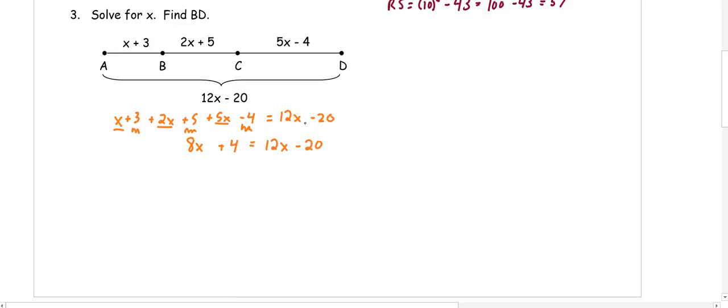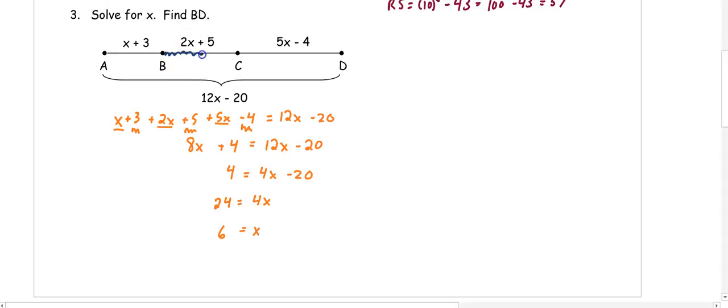When we have variables on both sides, remember you need to get the variable on one side. So I'm going to subtract 8x from both sides: 4 equals 4x minus 20. I need to get my constant on the other side, so I'm going to add 20 to both sides. 24 is equal to 4x. And then divide by 4 on both sides. So x equals 6. Once I know x is 6, I need to go back and get BD.